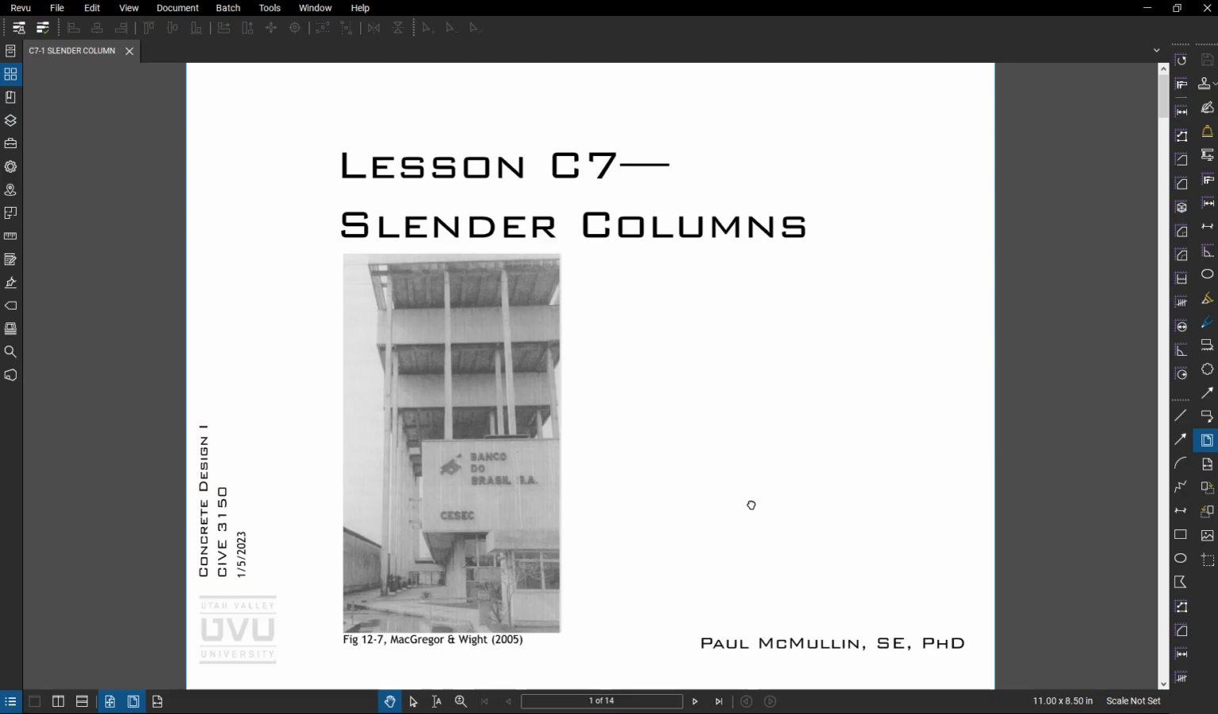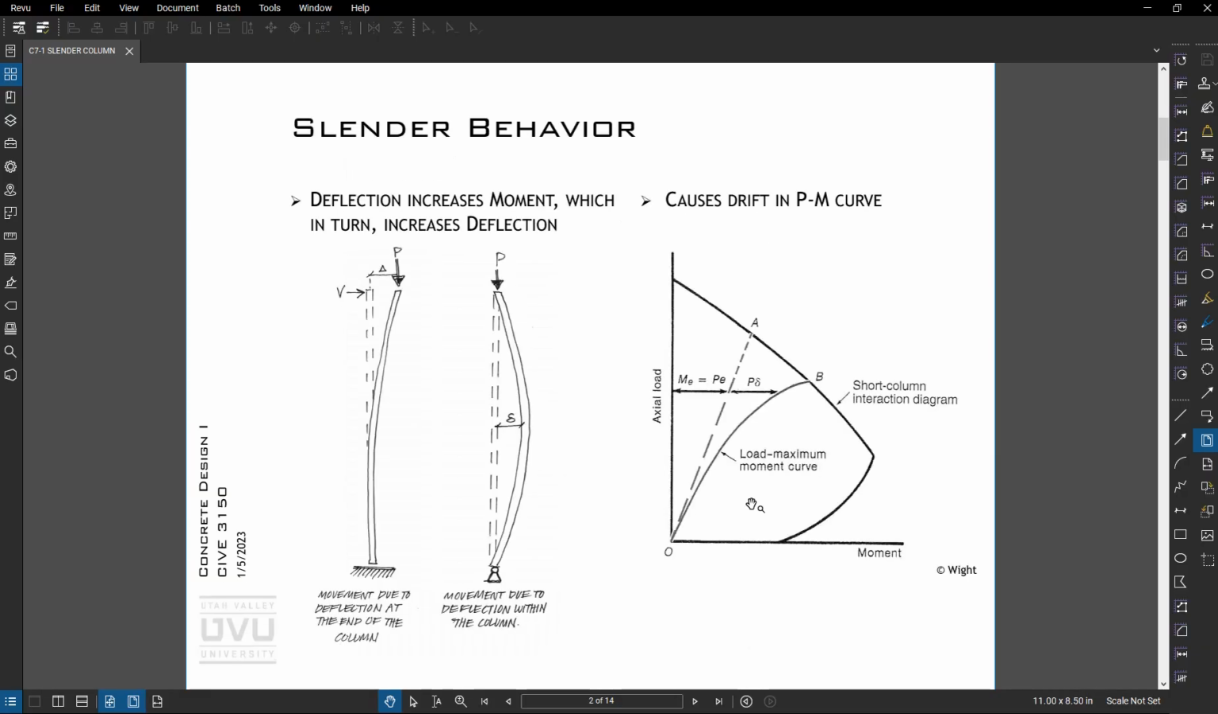Okay, so slender columns. What happens with slender columns is the deflections of a building increase the moments in the column, and we're going to look at P big delta. So as the building drifts due to lateral loads or unbalanced gravity loads, that deflection creates an increased moment in the column due to the force times a distance.